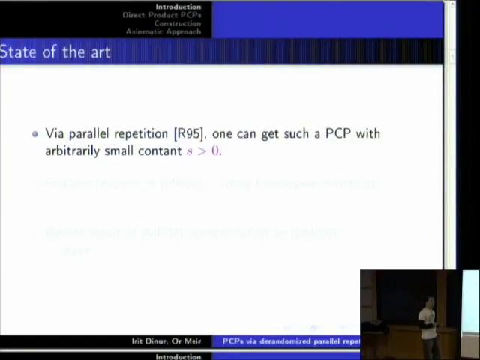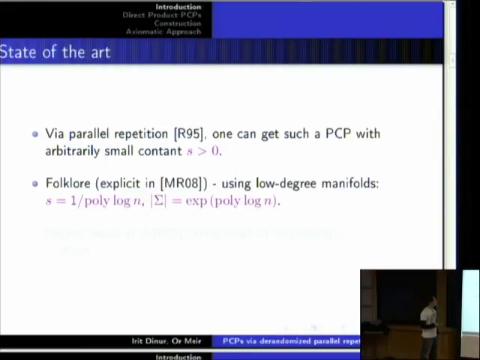Okay, so what is the state of the art in this direction? So first of all, via the parallel repetition theorem, one can get a PCP with query complexity 2 and polynomial proof length for every constant soundness. And there is also a folklore result that was first written in the paper of Dana and Ran. Is this right? The result via low degree curves and so on?